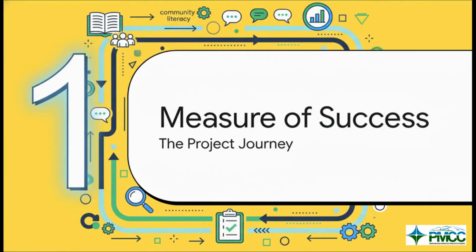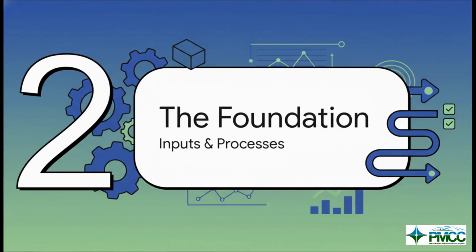Now, to make all this feel real and not just like some abstract theory, we're going to follow the journey of one single project from start to finish. Let's imagine for a minute that we're running a community literacy program. Using this example will really help us see how each type of indicator has its own unique and super important role to play.